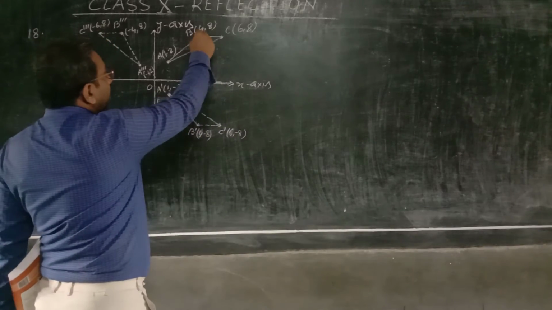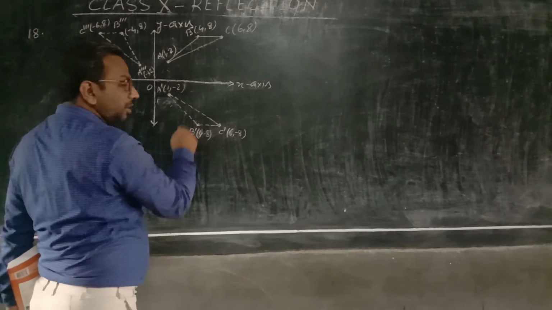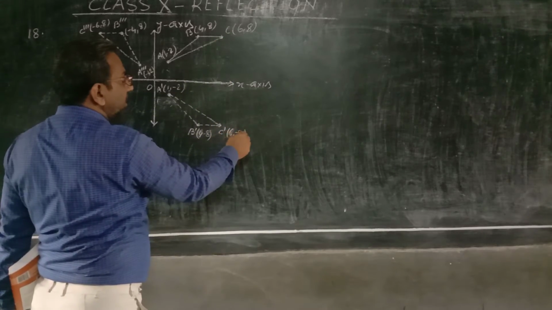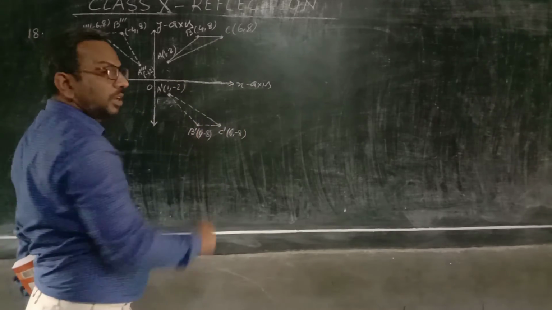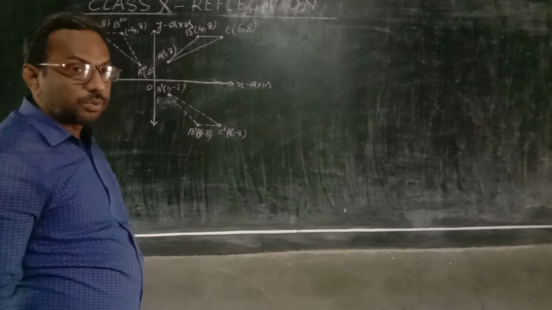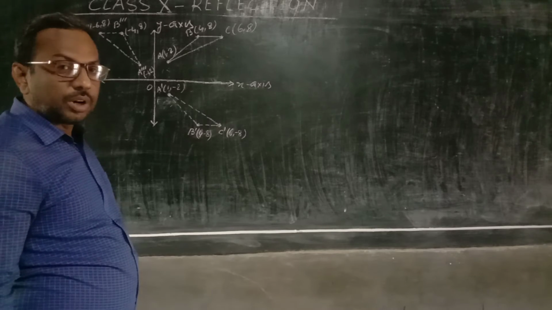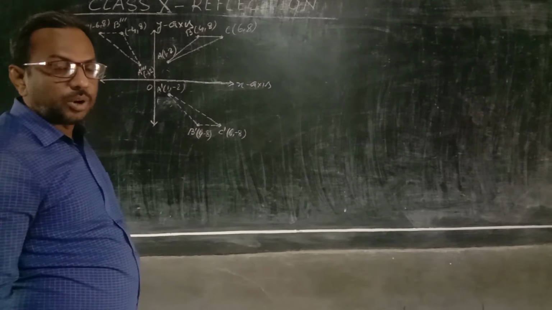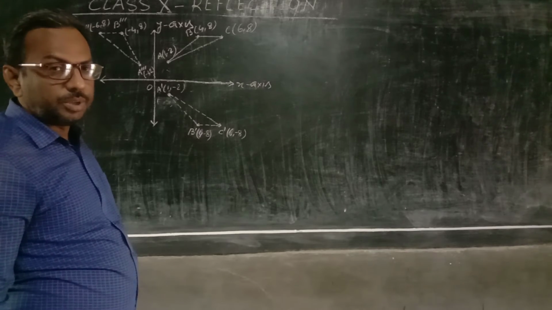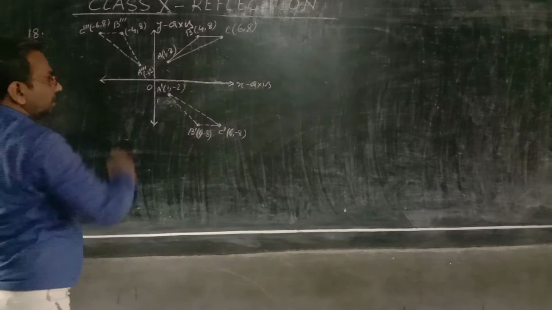Similarly, after reflection, coordinate of B dash will be 4, minus 8. And coordinate of C dash will be 6, minus 8. In all these three, A dash, B dash, C dash, we are saying abscissa will be positive and ordinate will be negative, because all these 3 points lie in the fourth quadrant. And if the point lies in the fourth quadrant, abscissa will be positive and ordinate will be negative. Now these 3 points are reflected through origin.